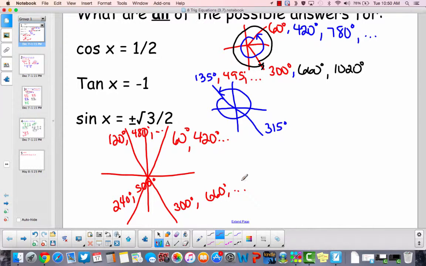Now we don't want to just keep going. So in our examples, we're going to restrict the interval so that we don't have to keep going and going and going. Because we could also go the opposite direction and say this is negative 60 degrees. That could be negative 60 degrees, negative 120, negative 240, negative 300, and so on. So let's look at the first example.